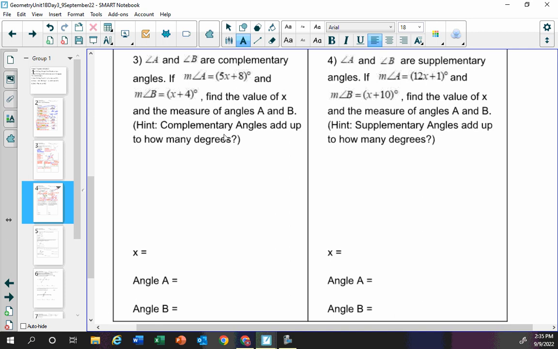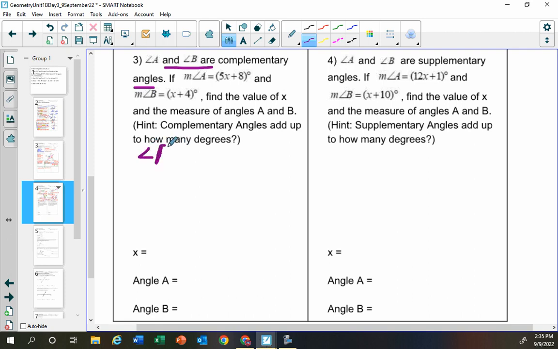All right. So number 3, angle A and angle B are complementary. So what does that mean? If angle A and angle B are complementary, that means they must add up to how many degrees? They're adding up to 90 degrees. So the measure of angle A plus the measure of angle B is 90. So complementary means the sum is 90. Very good.